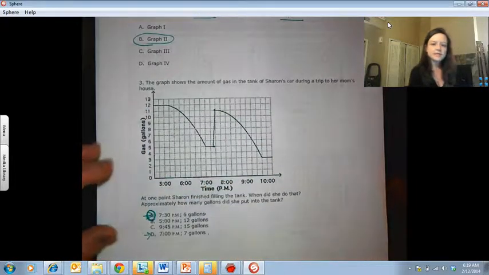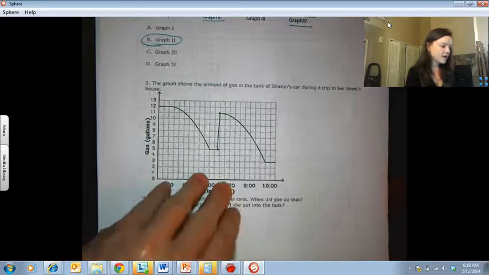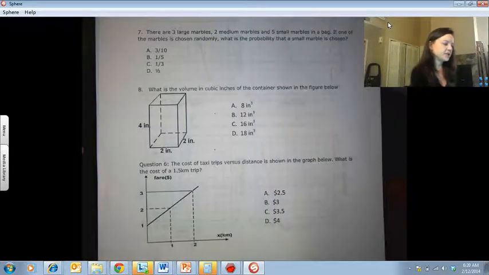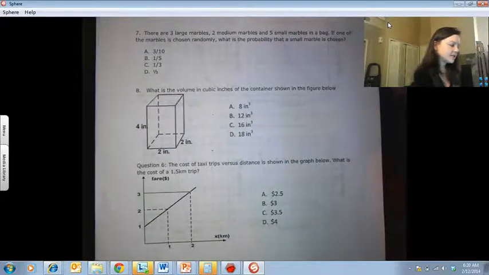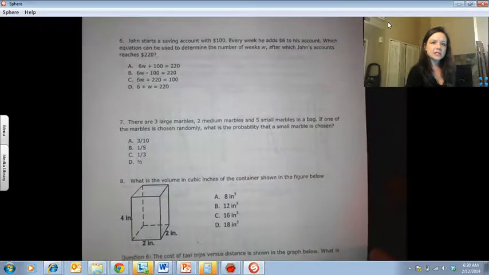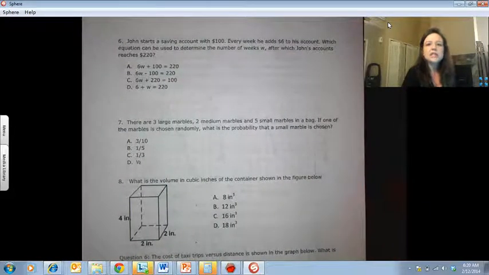The answer for number 3 is going to be A. All right, next page. Question number 6. Here, John starts a saving account with $100. Every week he adds $6 to the account. Which equation can be used to determine the number of weeks W after which John's account reaches $220?